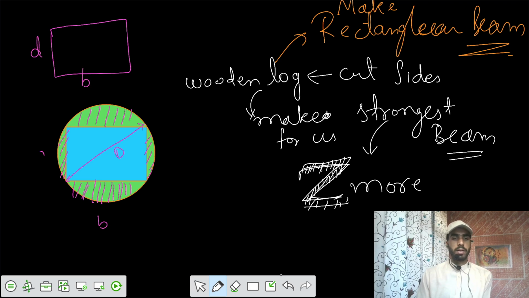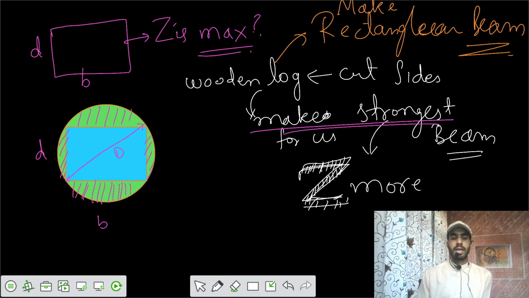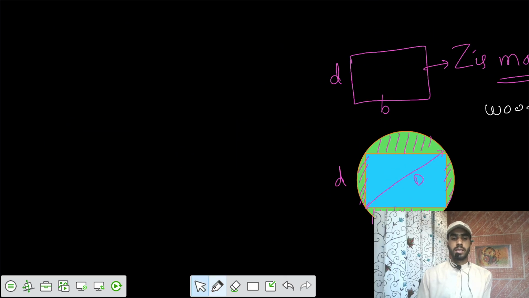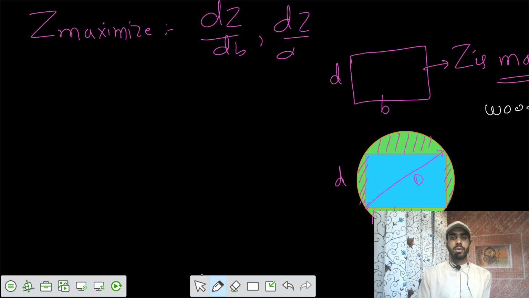So the width b and depth d, and Z should be maximum. Z you have to maximize such that your bending strength is maximum. So let's say we want to maximize Z. We can maximize it with respect to b, or we can maximize it with respect to depth. It's up to you. Let's convert one of those parameters in terms of the other.